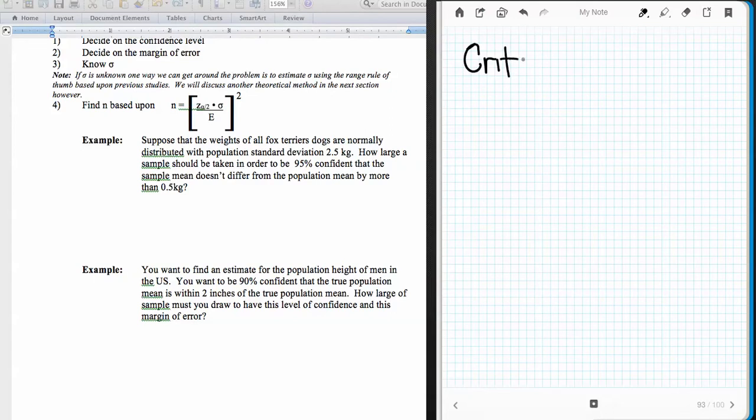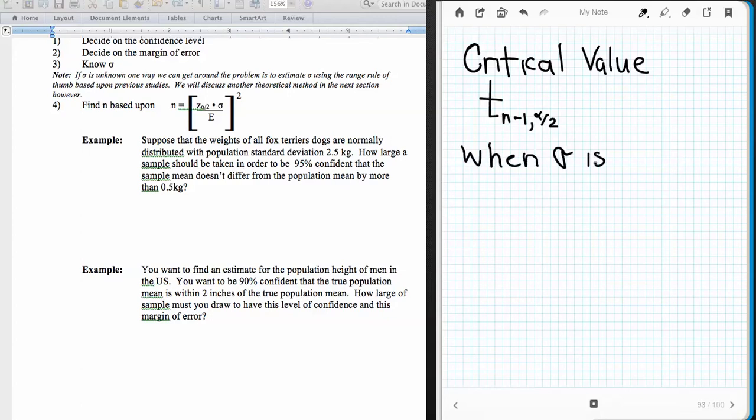That critical value, instead of being a z alpha over 2, is now going to be a t. And we're going to have some more notation. One of the things we need to note about it is the degrees of freedom. So this is a t with n minus 1 and then alpha over 2. That's how we'll denote our t values, and they're critical values this time. And this is when our sigma is unknown.